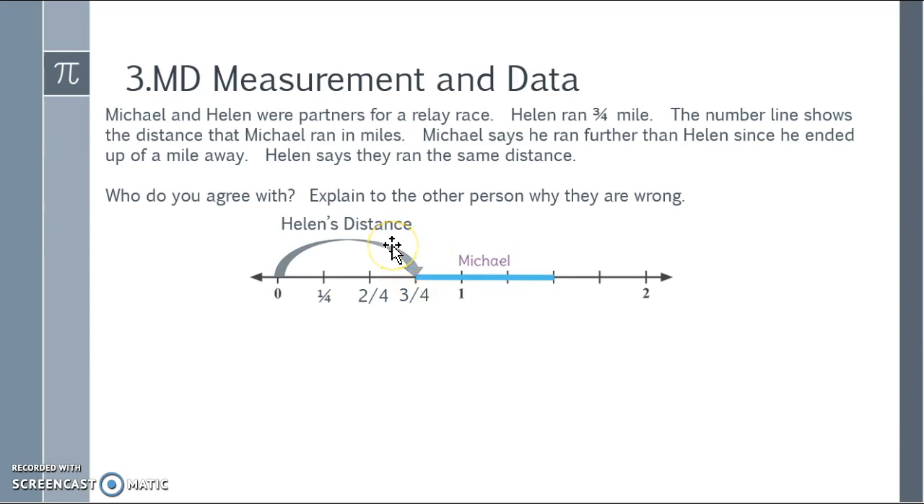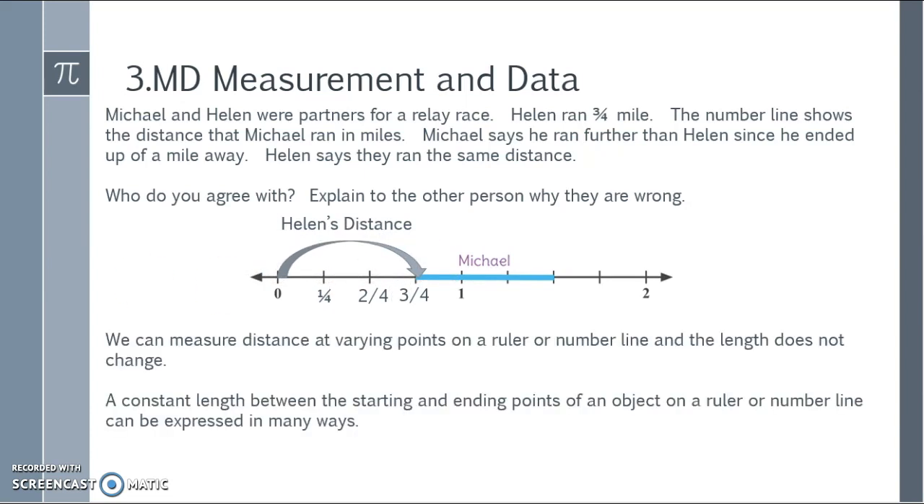I can see that if I were to move Helen's bar over to Michael, he also ran 3/4 of a mile. So even though he ended up at a further distance, he ran the same distance because he started a bit further than Helen did. We can measure distance at varying points on a ruler or number line, and the length does not change. No matter where we start, the length will stay the same. A constant length between the starting and ending points of an object on a ruler or number line can be expressed in many different ways.